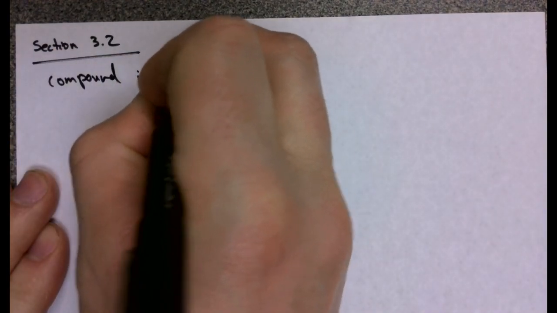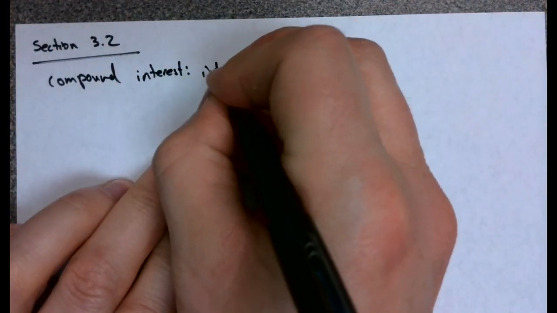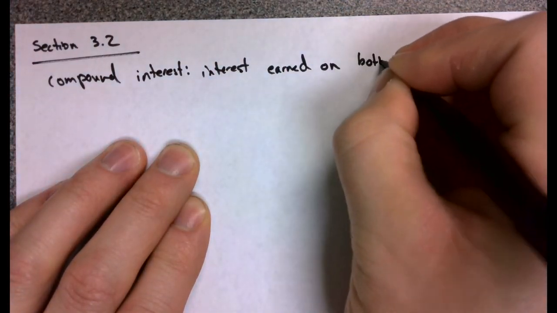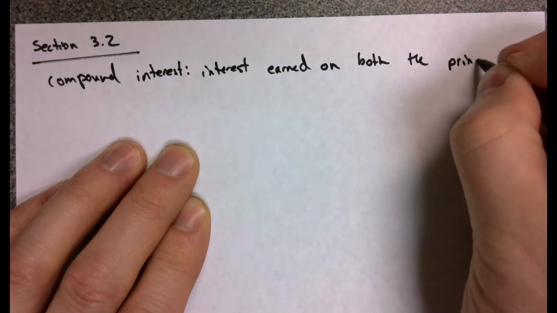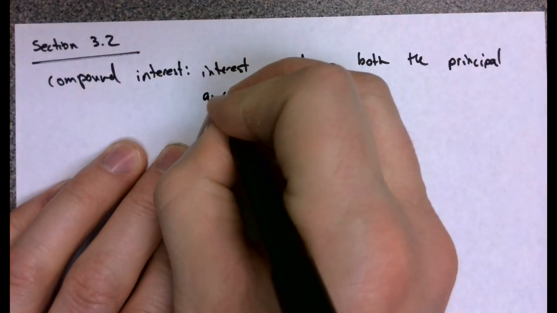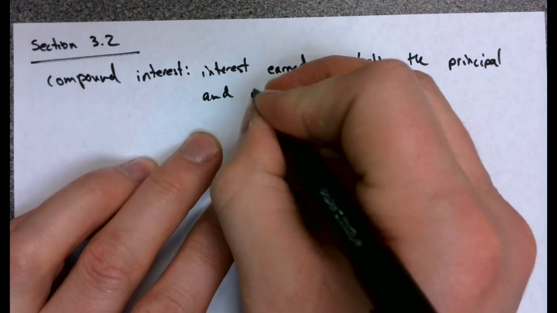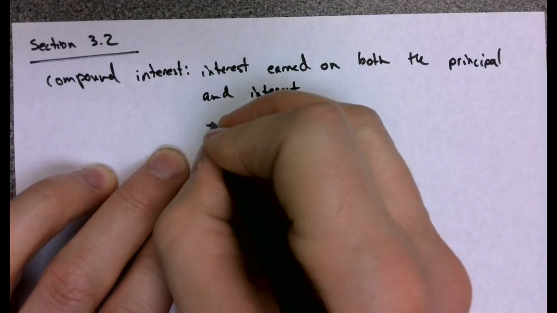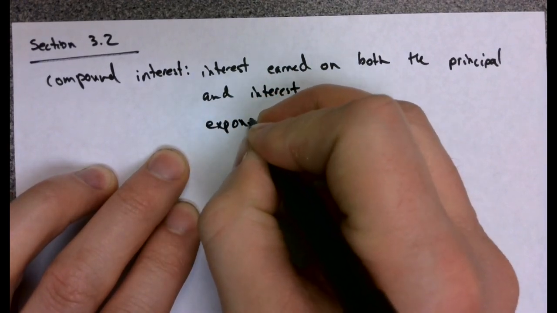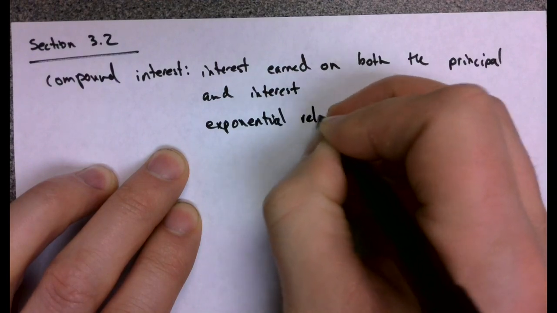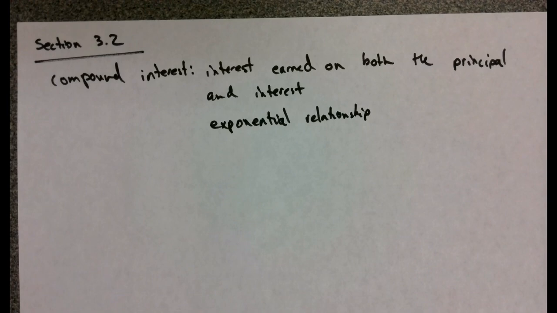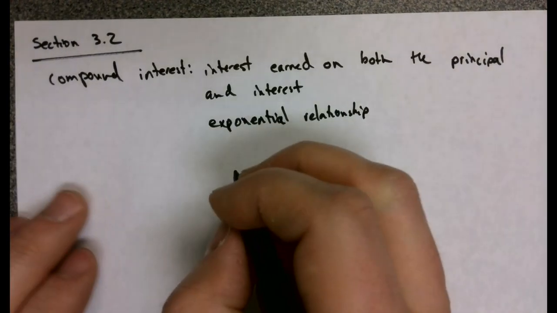It is interest earned on both the principal and interest. And I don't know that I said it explicitly, this is an exponential relationship, which is why it is such a better form of investment than the simple interest, which you may recall was a linear relationship. We have three formulas.